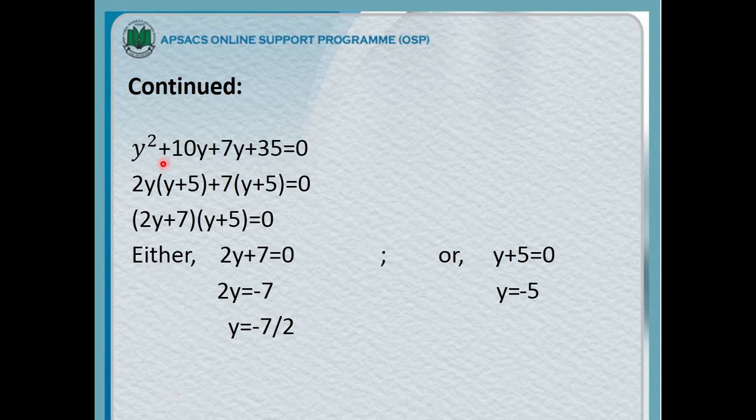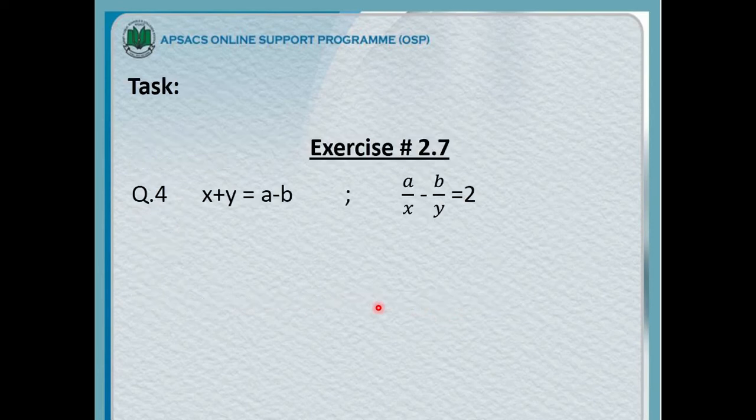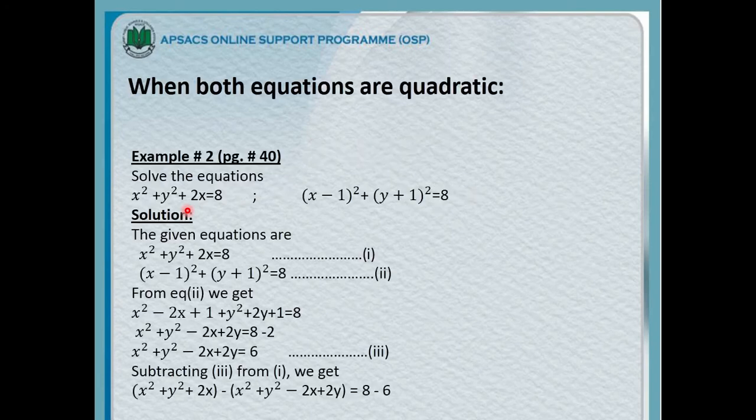We can factorize the quadratic equation to get two values of y. Now putting these two values one by one in equation number 3, we will find two values of x. When y is equal to minus 7 by 2, the corresponding value of x is 7 by 2, and when y equals minus 5, the corresponding value of x is 2. So the two ordered pairs are these, which will combine to make the required solution set. Now students, we have to do question number 4 of exercise 2.7.